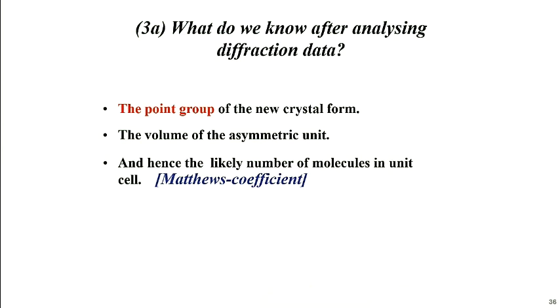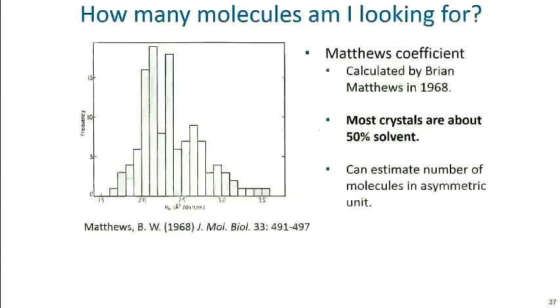What do we know? Well, remember that you don't know the space group, although, where's Phil? Although it says you know the space group, you don't know the space group at the end of data processing. You know the point group, and that will tell you that you had 2-fold symmetry or 3-fold symmetry or whatever. You can work out the volume of the asymmetric unit for your crystal, and if you know what you expected to crystallize, that means you've got some idea of how many molecules you're expecting to have to look for. And that's the technique called Matthews coefficient.